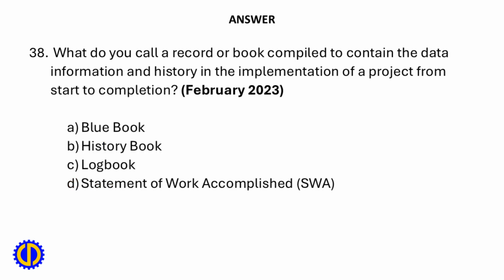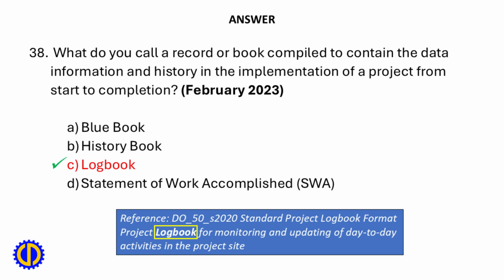38. What do you call a record or book compiled to contain the data, information and history in the implementation of a project from start to completion? A. Blue book, B. History book, C. Logbook, D. Statement of work accomplished. C. Logbook. Reference: DO 50S 2020 Standard Project Logbook Format.